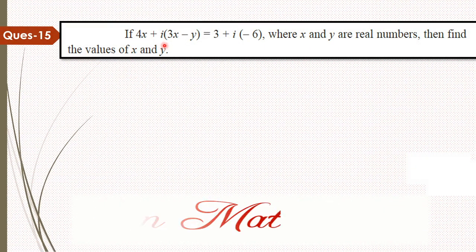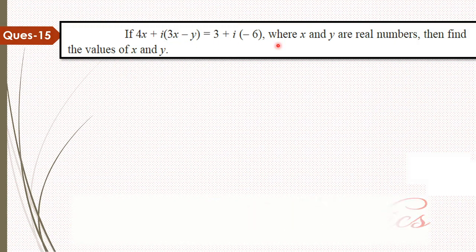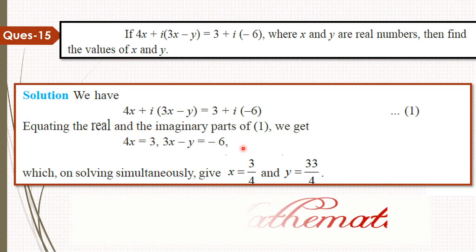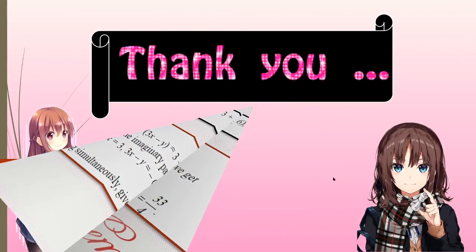If 4x plus iota into 3x minus y equals this, where x and y are real numbers, find the values of x and y. What we have to do here is equate the real and imaginary parts of 1, which is the given information. So we are getting 4x equal to 3 and 3x minus y equal to minus 6. So x and y are these.